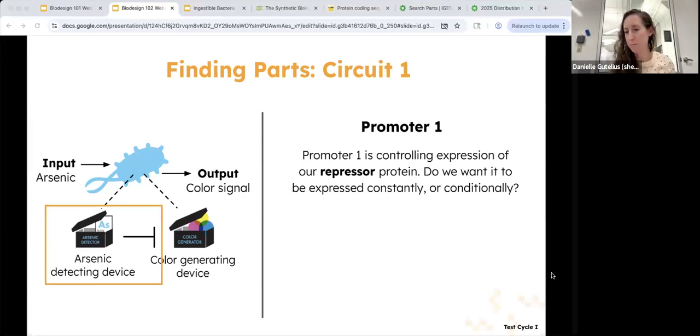Ooh, I'm seeing some mixed thoughts here. Yeah, so this is a little tricky.